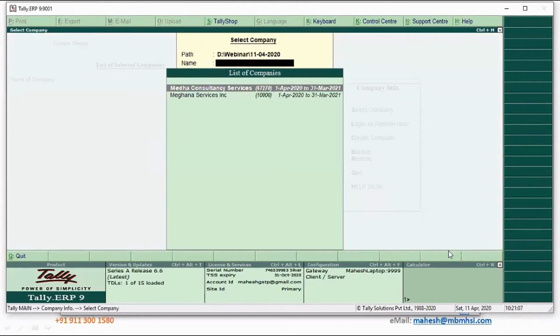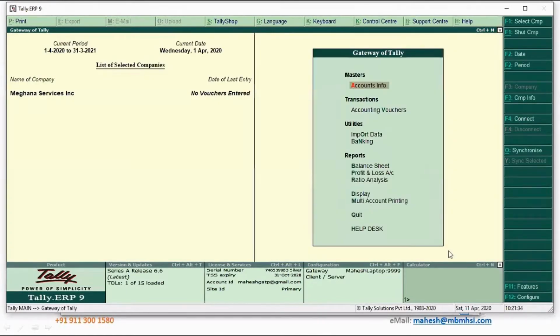So I have just created one more company called Meghana Services Inc. Just for the demo and training purpose, because we need to look at the complete data without inventory. If I don't use inventory, how could I operate? How could I do various things? That is what we need to look at. So this is my data.